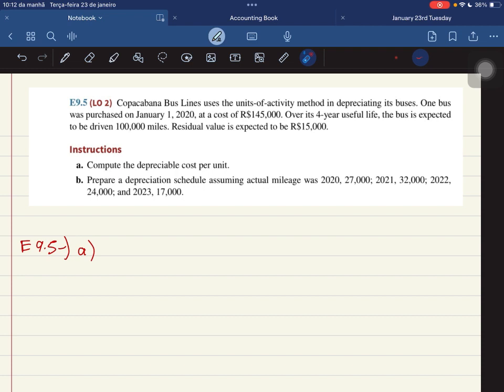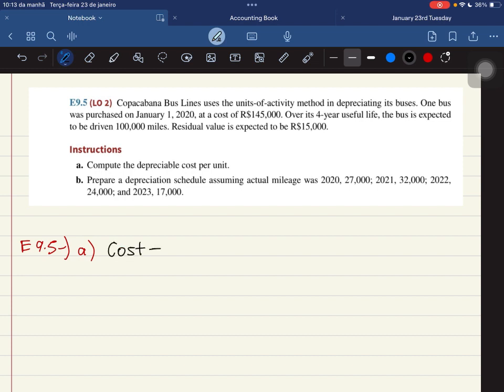Well, taking a look here, you see that we have the 5-year useful life, we have how many miles it can run, we have residual value. Just by looking at these numbers, we know that Copacabana Bus Line uses the units of activity method, even though they said it here. But even if they didn't say, due to the fact that they have the amount of units that can be used, in this case miles, we know that they're using the units of activity method. So we're gonna need the formula for that one, right?